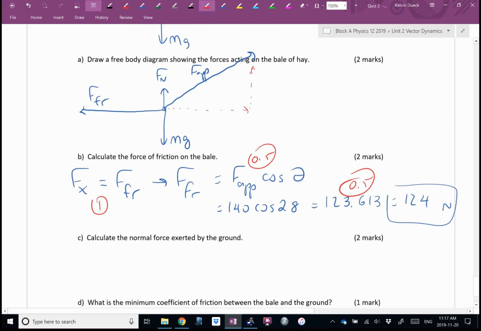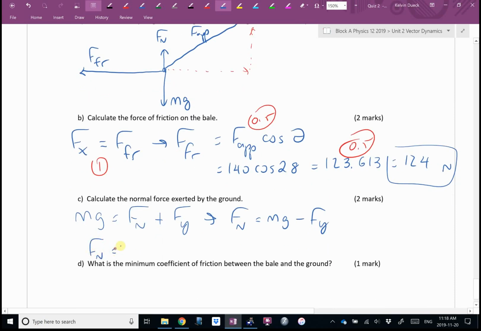Calculate the normal force. I don't know the normal force, and it's not mg. But Julia, is it sinking into the ground like quicksand? Is it flying through like Superman? Then everything down has to equal everything up. How would I get the normal force by itself? Subtract the Fy. So the normal force is going to be mg minus Fy. The normal force is going to be mg minus F applied sine theta.